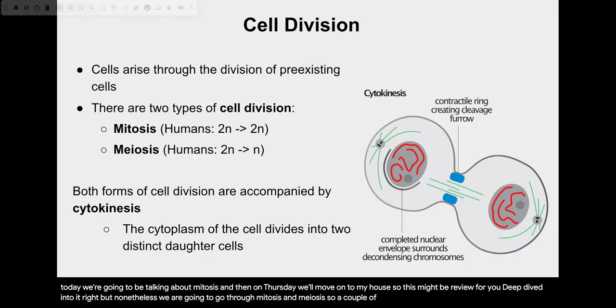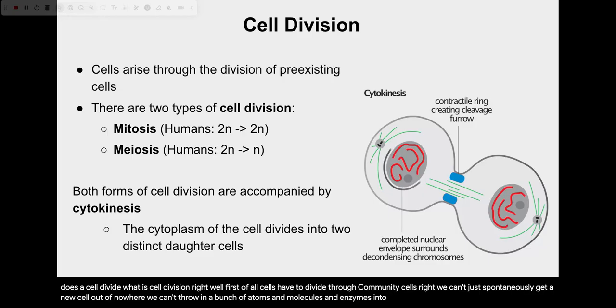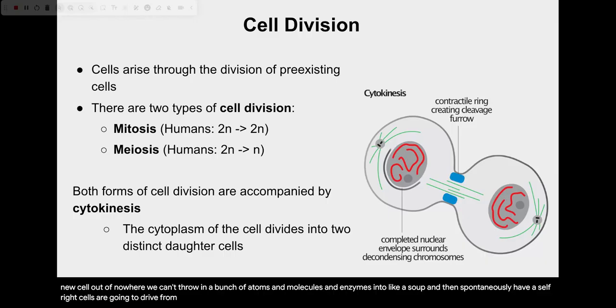So a couple of slides to kind of get us into the mindset of why does a cell divide? What is cell division, right? Well, first of all, cells have to divide through pre-existing cells, right? We can't just spontaneously get a new cell out of nowhere. We can't throw a bunch of atoms and molecules and enzymes into a soup and then spontaneously have a cell, right? Cells are going to derive from pre-existing cells, right? And there's really two types of cell division. Like I said, we're going to talk about both of them. One is mitosis and one is meiosis.